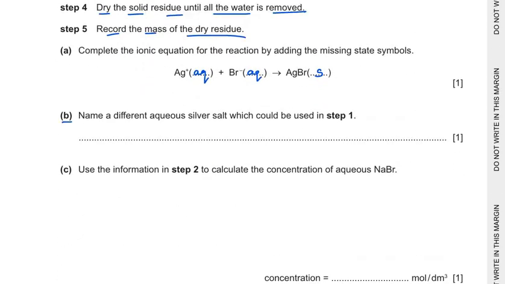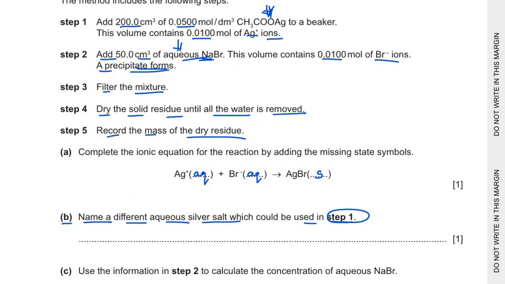Now part B says name a different aqueous silver salt which could be used in step 1. Step 1 is where we have used silver ethanoate. Now the silver salt which we can use is silver nitrate. That's the most common aqueous form of silver ions that can be used.